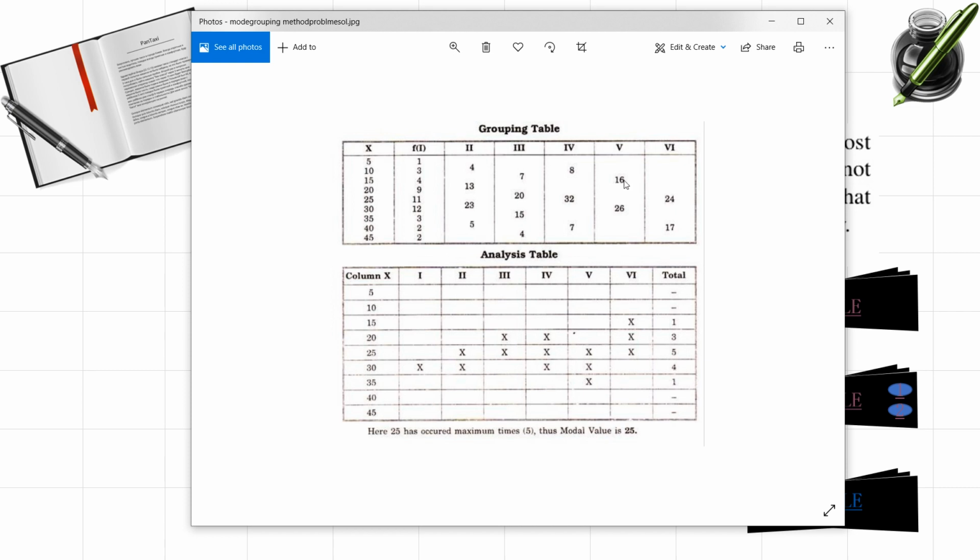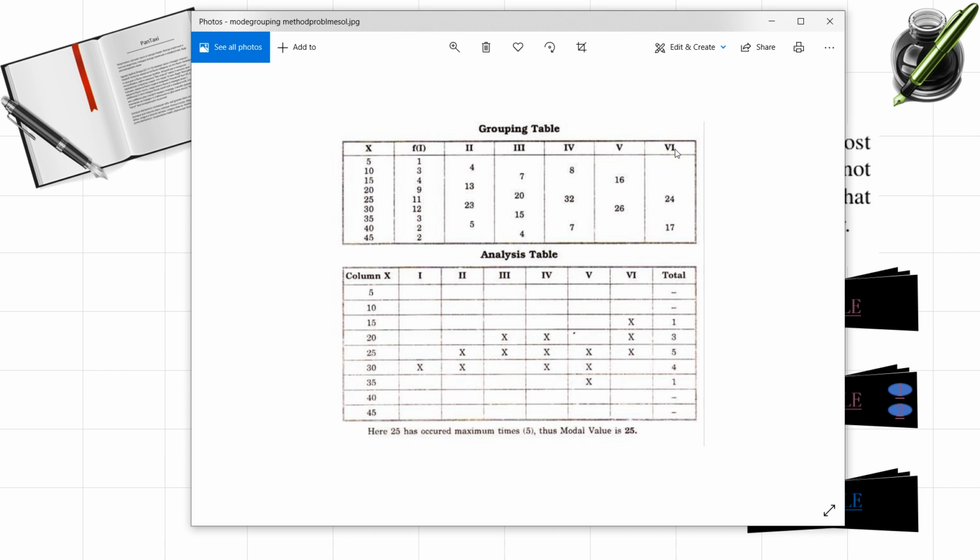Next we have the fifth column. For finding the fifth column, leave the first value of the frequencies column and add 3 values. That is 3, 4, 9, which is 16. 11 plus 12 plus 3, which is 26. Next we have only 2 observations. We need a minimum of 3 observations to get the fifth column values, so here we have only 2 values, so leave it. Next, sixth column: leave the first 2 values of the frequencies column and add 3 values from the third observation onwards. That is 4, 9, 11, 24, 12, 3, 2, 17.